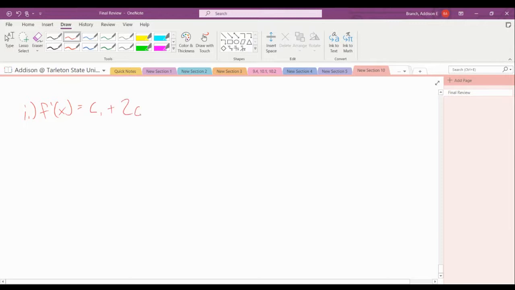C1 plus 2C2 times (x minus a) plus 3C3 times (x minus a) squared. So this is essentially where we took the derivative of each individual term, and we can say that that is equal to the power series sum of n times c sub n times (x minus a) to the n minus 1. So essentially we're able to just differentiate our series with respect to x.